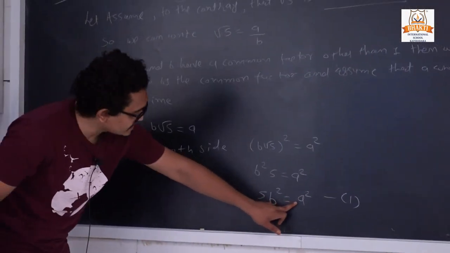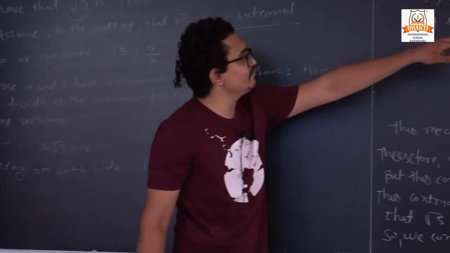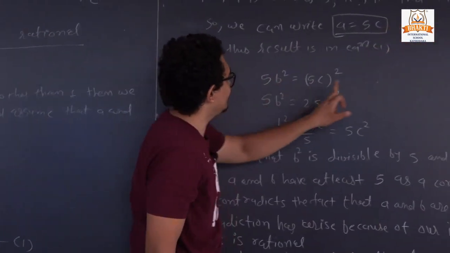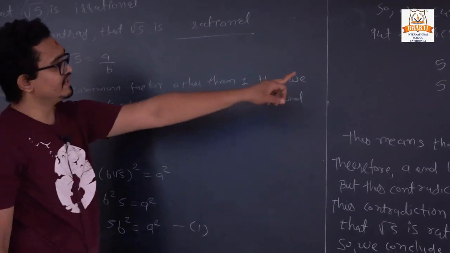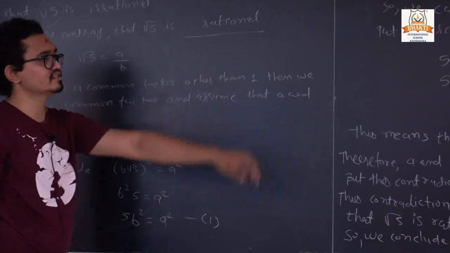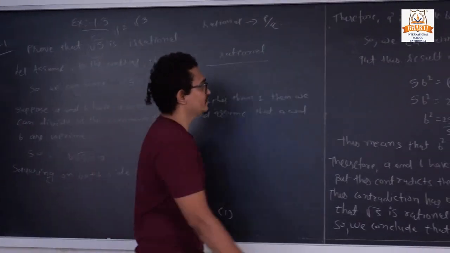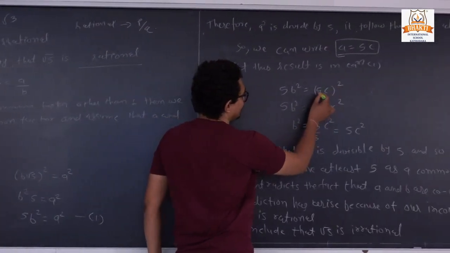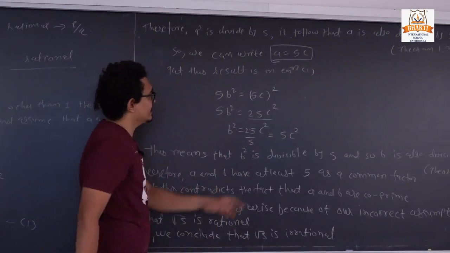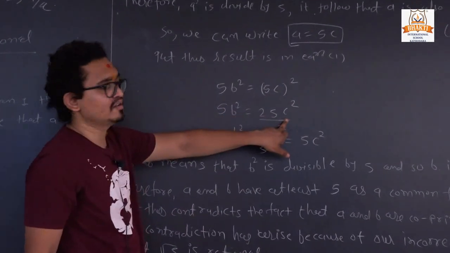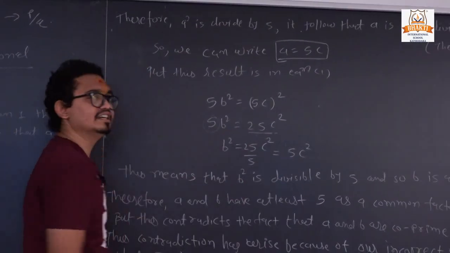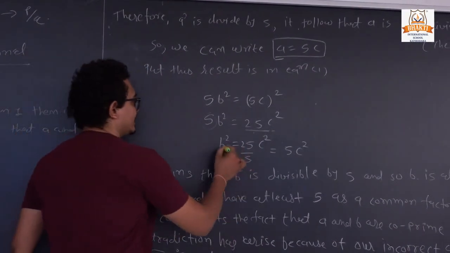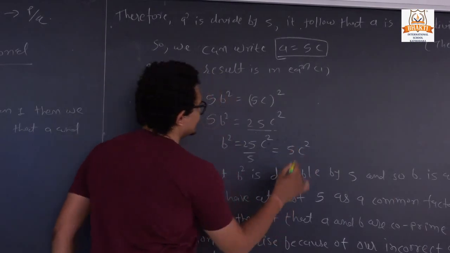So here A square is replaced with 5C all square. Now we can square. So 5 square will be 25 and C will be C square. Now that 25 is going to the other side, it will be in the division term. So we can conclude that B square is equal to 5C square.